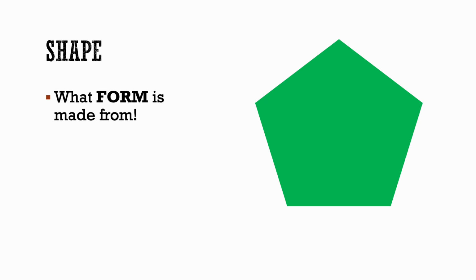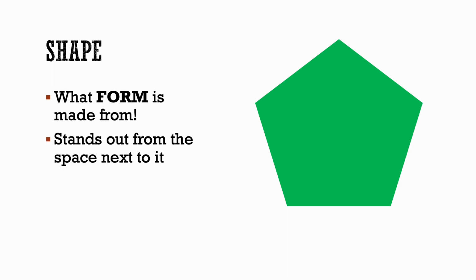Shape is what form is made from. It's the discrete parts of a form, or not necessarily so discrete. Like, the front and the side, those could be 2 different shapes, depending on how you look at it. But essentially, a shape stands out from the space next to it. So it is discrete in that it needs to not blend into whatever is next to it. It needs to have some kind of delineation.